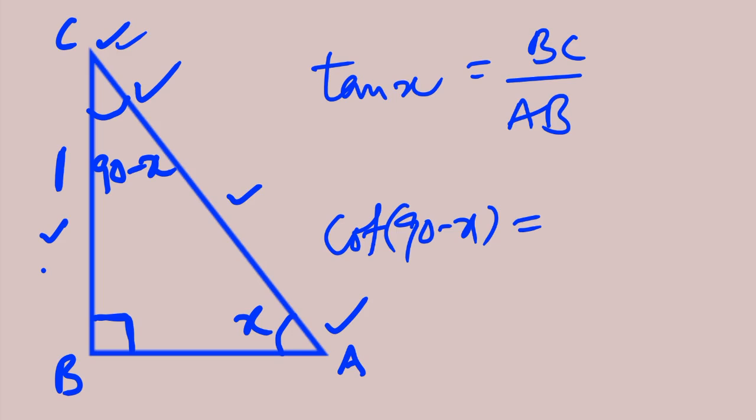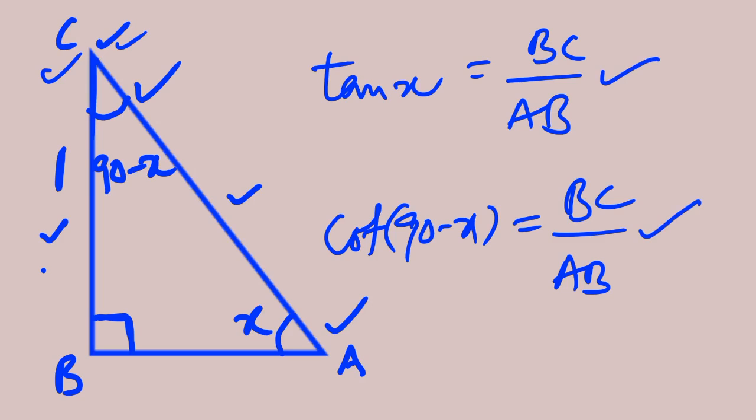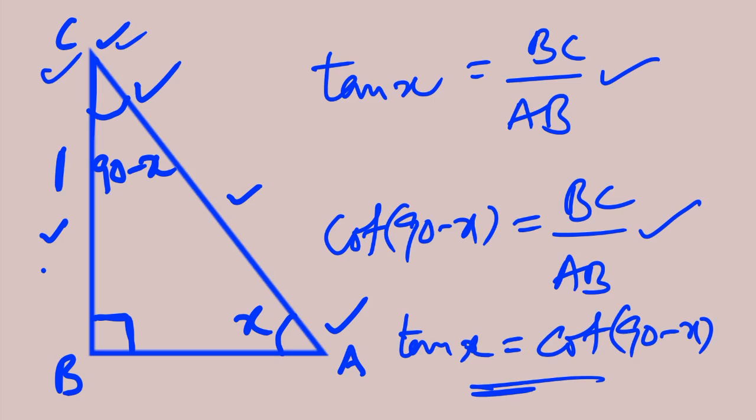The cot ratio is adjacent by opposite. Here, for the cot ratio with respect to angle C, this side is adjacent and this is opposite, so BC by AB. We can observe BC by AB here, and here also BC by AB. Both the ratios are equal. What can we conclude? Tan x equals cot of 90 minus x. That means tan and cot are complementary ratios.